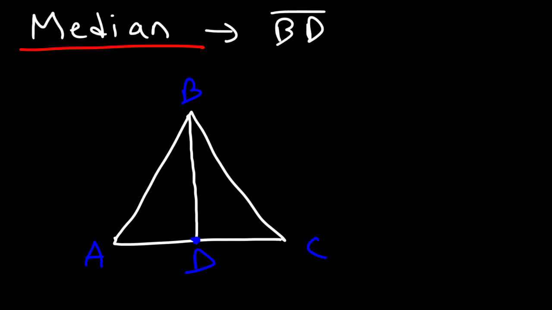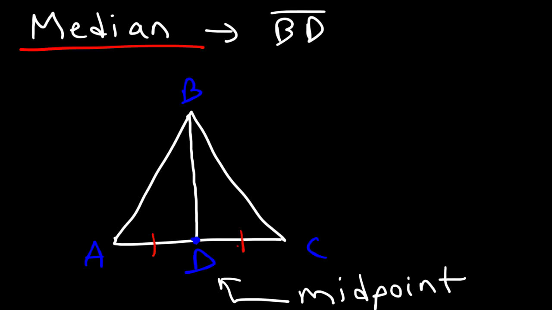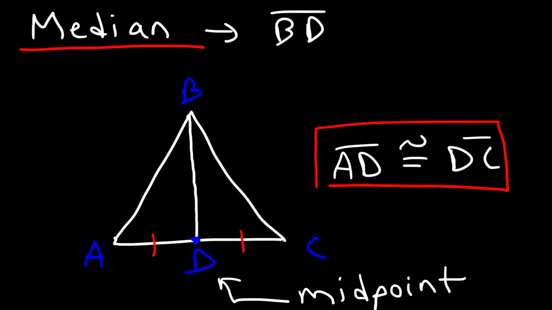A median is a line segment drawn from the vertex of a triangle to the midpoint on the other side of the triangle. So that means that D is the midpoint. So if D is the midpoint of segment AC, that means AD and DC are congruent to each other. And so that's what a median does. A median is just a line segment. It touches the midpoint of the other side, and it splits one side of the triangle into two equal parts.